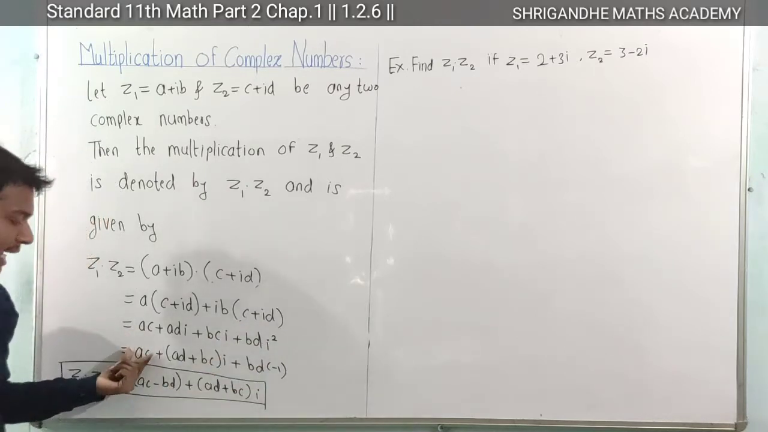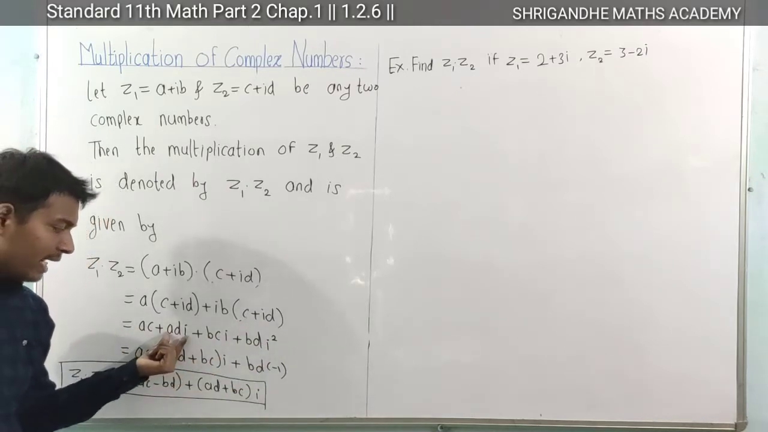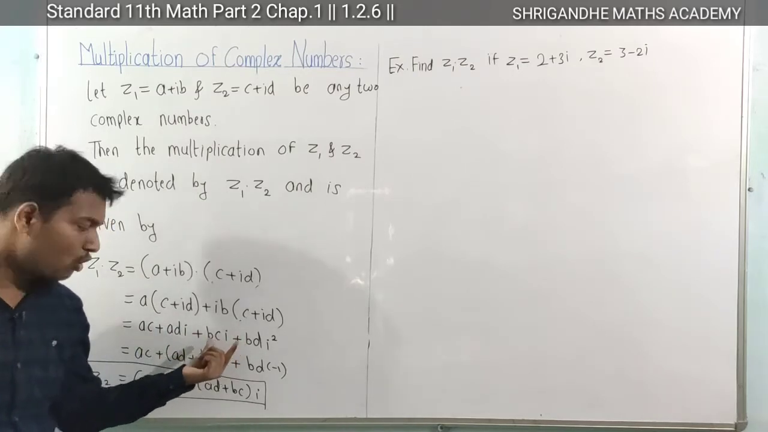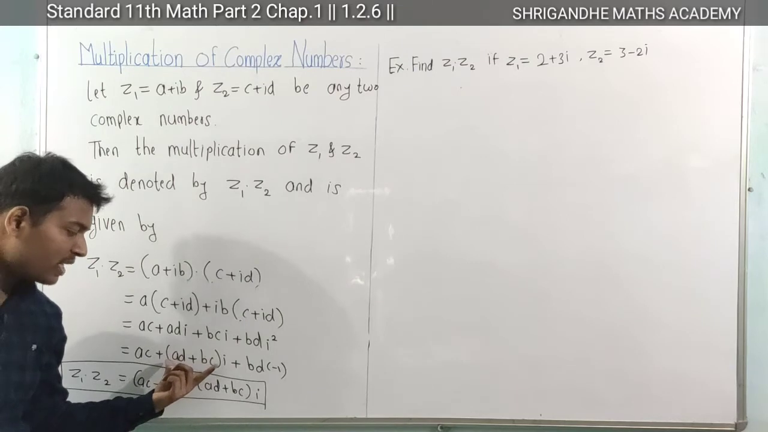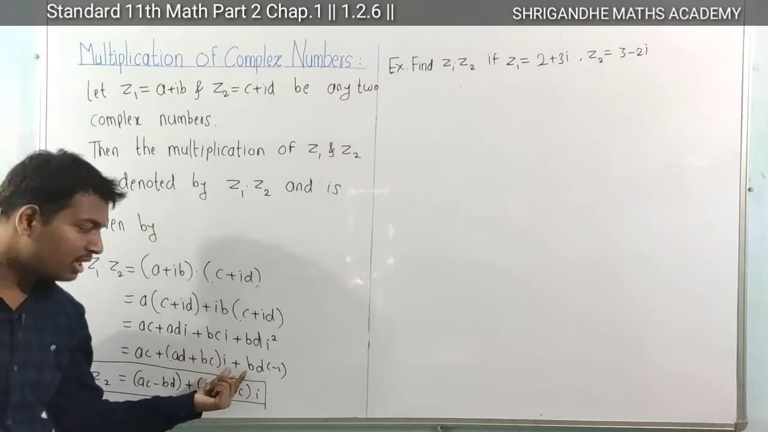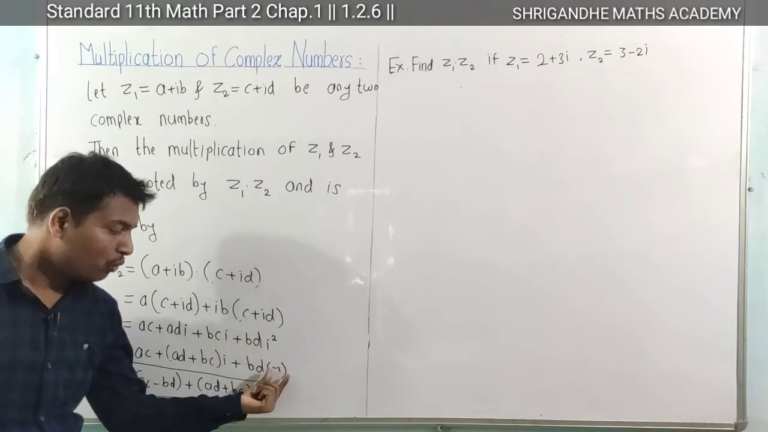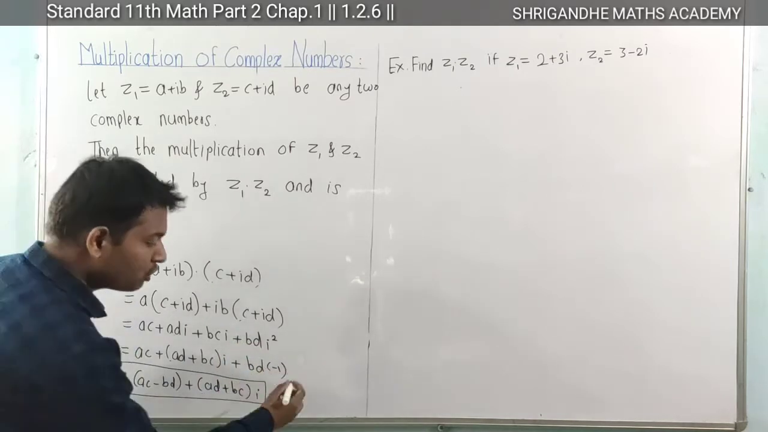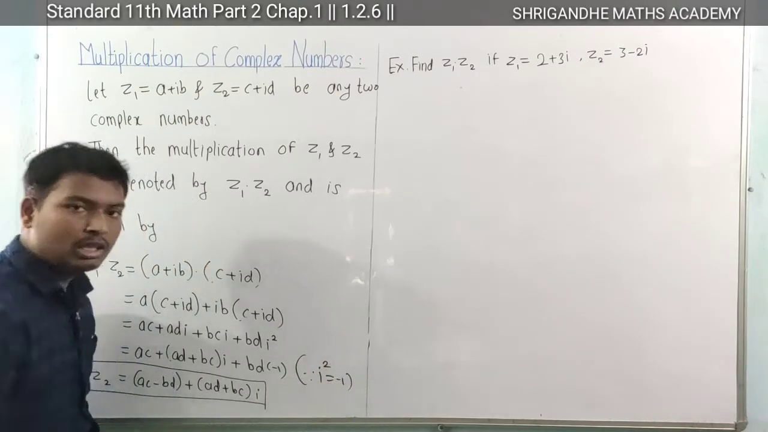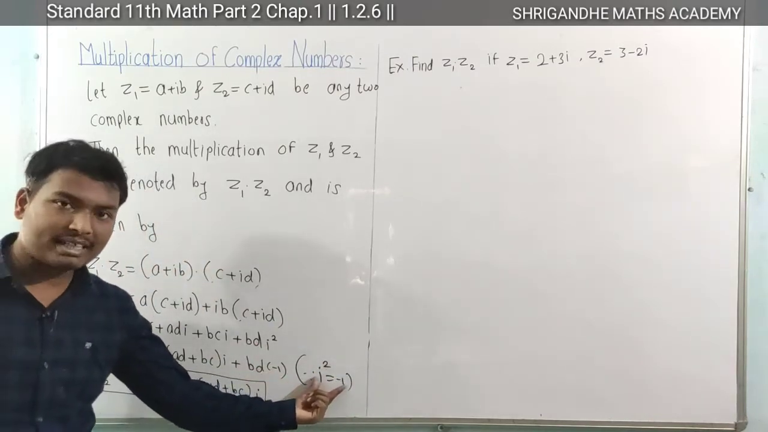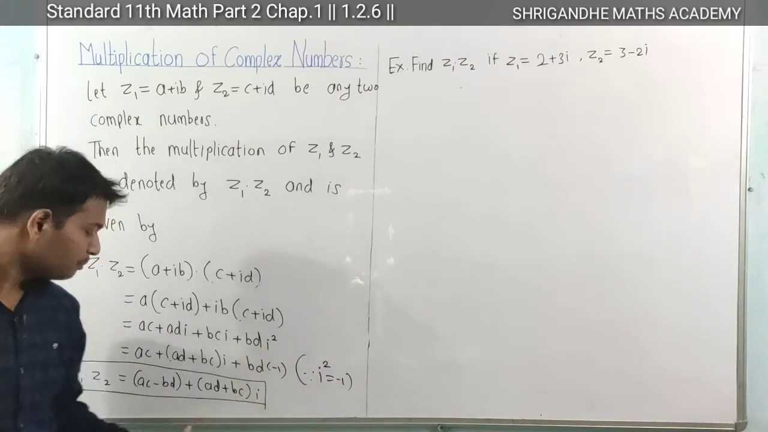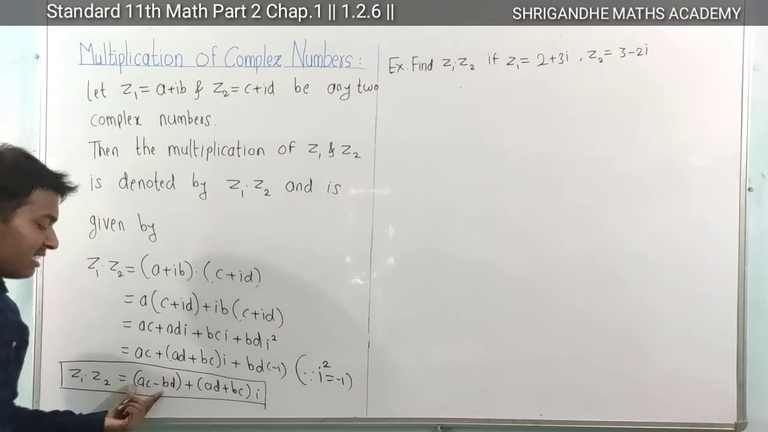Now AC plus ADI plus BCI. In these two terms we take I common, and the remaining part we write in bracket. Therefore this is equal to AC plus AD plus BC into I plus BD into minus 1. We put minus 1 here because we know that the value of I square is equal to minus 1. Therefore, in place of I square, we put minus 1.